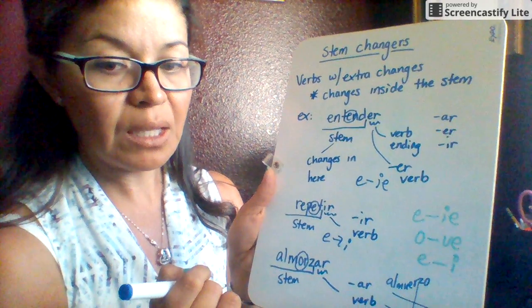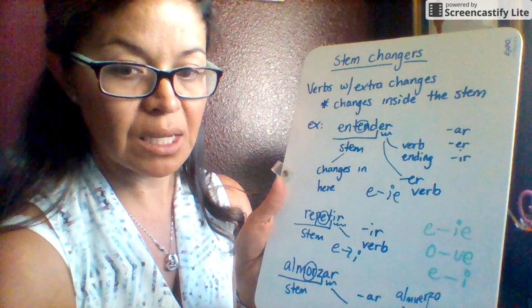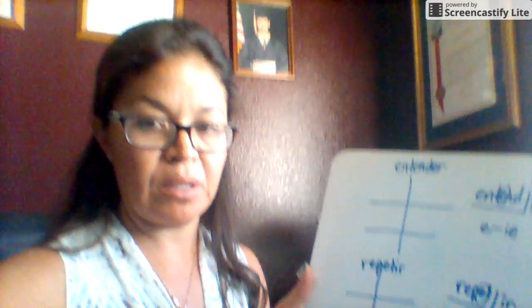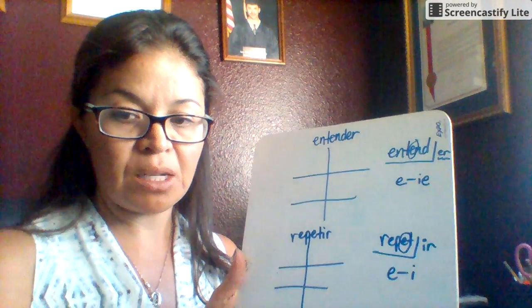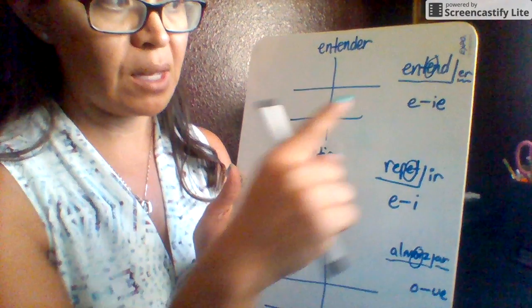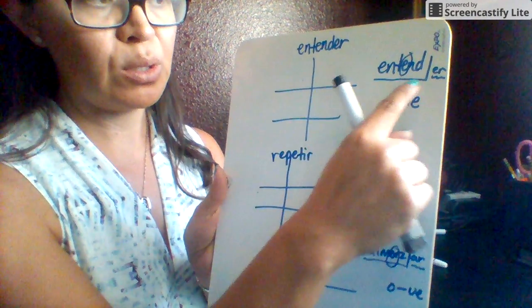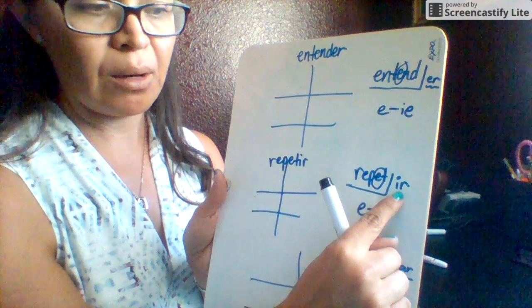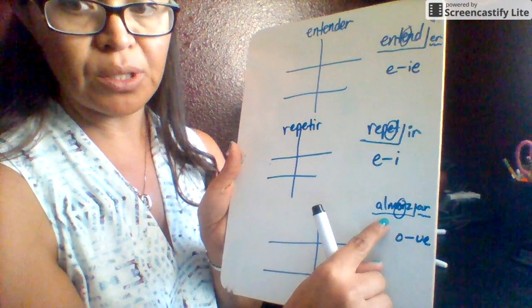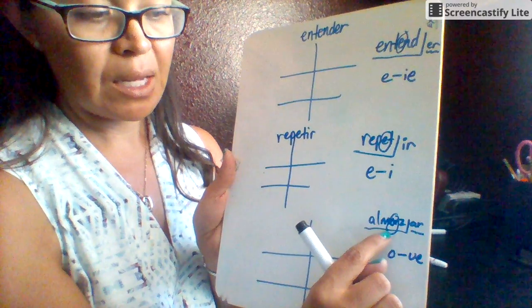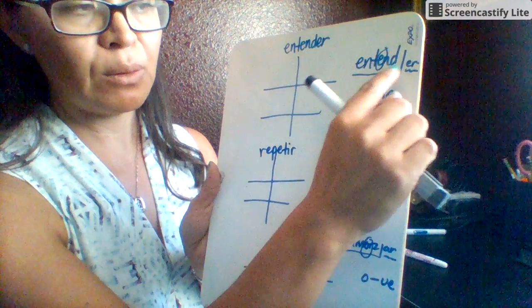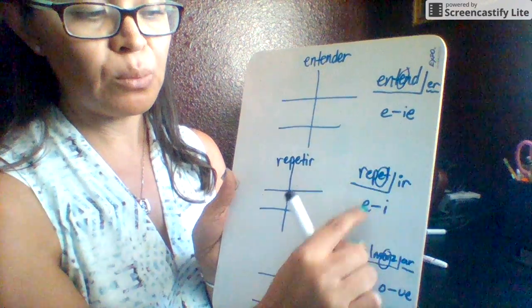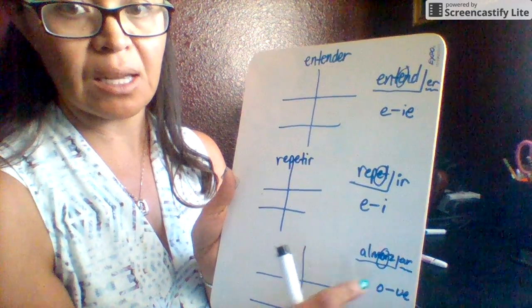So let me pause this and then I'll get back to the next part. So I just wrote out the chart, so I will be ready for you. So let's take a look at the three verbs that I just had you look over. So we have entender with the two parts, remember ER and the stem, repetir with the IR and then the stem, almorzar with the AR and then the stem. I still circle the same letter that I had before, which is the vowel closest to the ending, and it will tell me which letter actually is going to have the change.